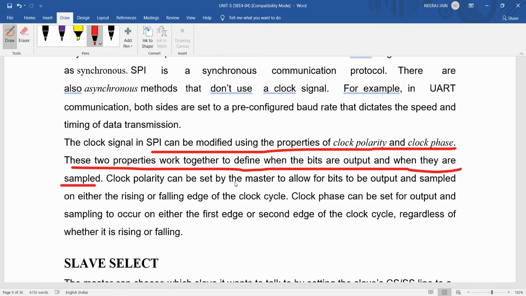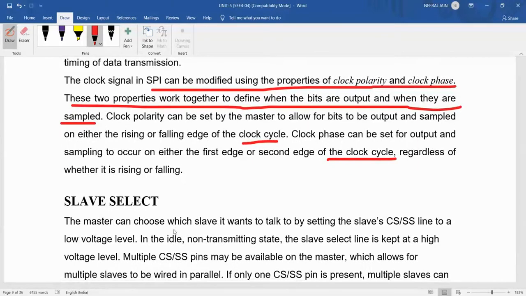Clock polarity can be set by the master to allow for bits to be output and sampled on either the rising or falling edge of the clock cycle, while the clock phase can be set for output and sampling to occur on either the first stage or the second stage of the clock cycle, regardless of whether it is rising or falling.